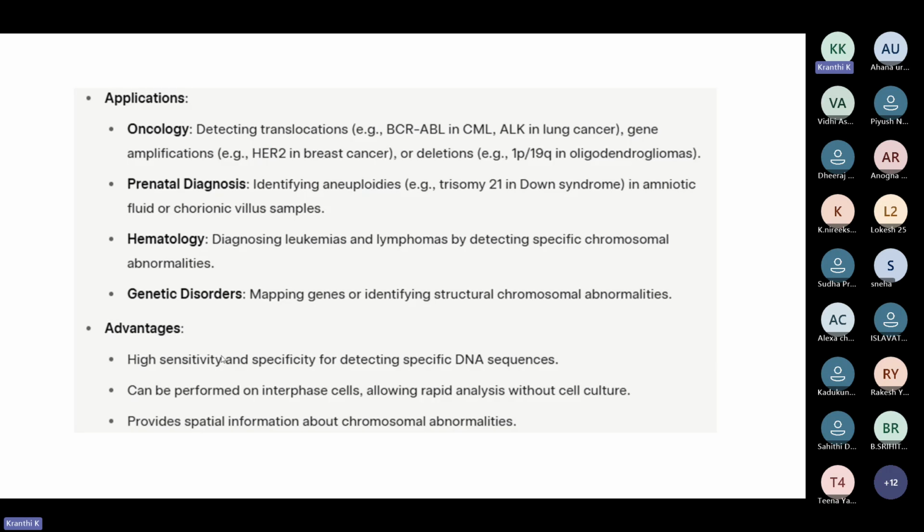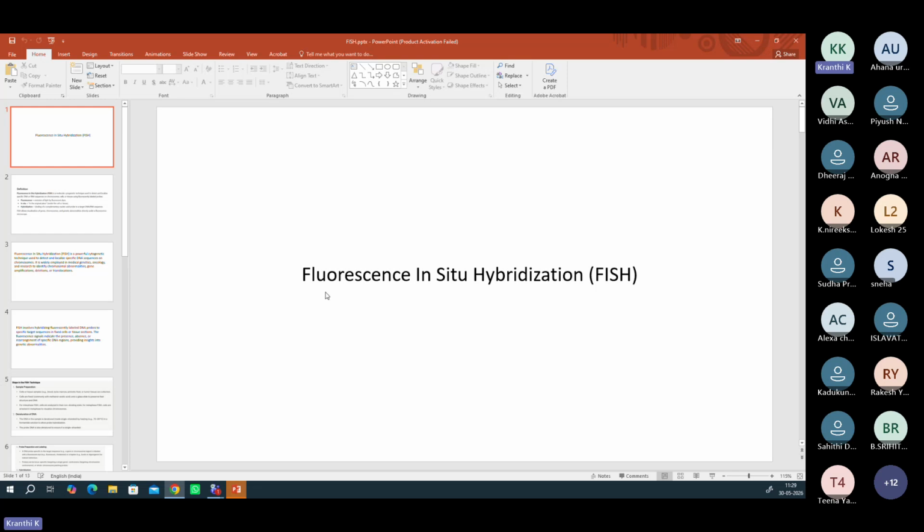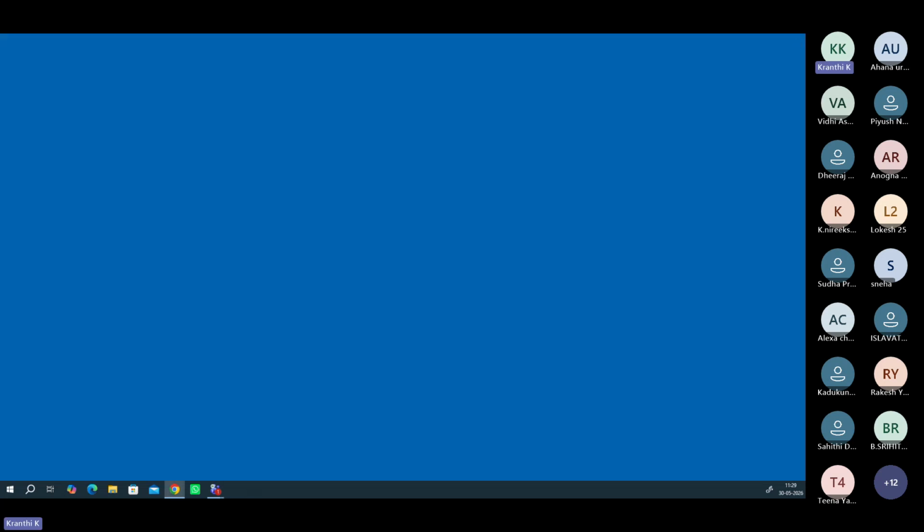We use this in oncology, prenatal diagnosis, hematology, and genetic disorders like that. So this is about FISH, fluorescence in situ hybridization. I hope it's clear. Now we'll see one more technique, that is microarray.